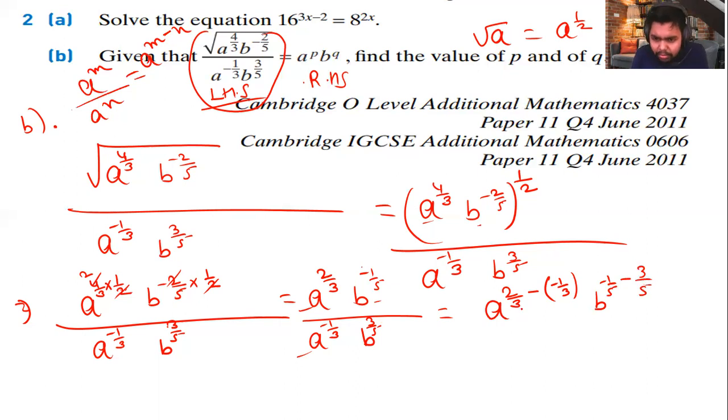Let us solve these fractions separately. If you are an expert in solving, that's great. But if you don't know, it's very easy. So this thing, 2 by 3, and minus will become plus.